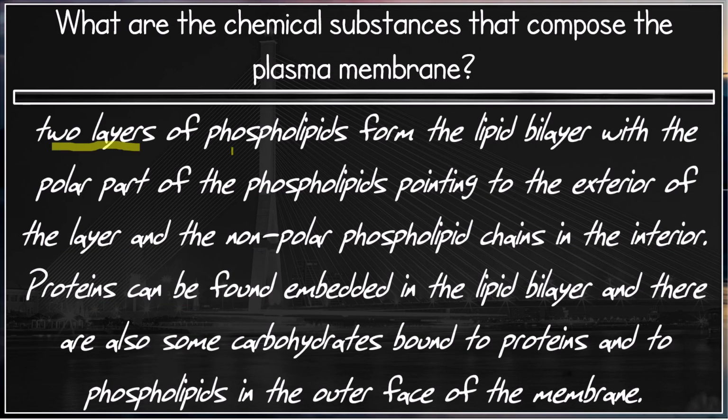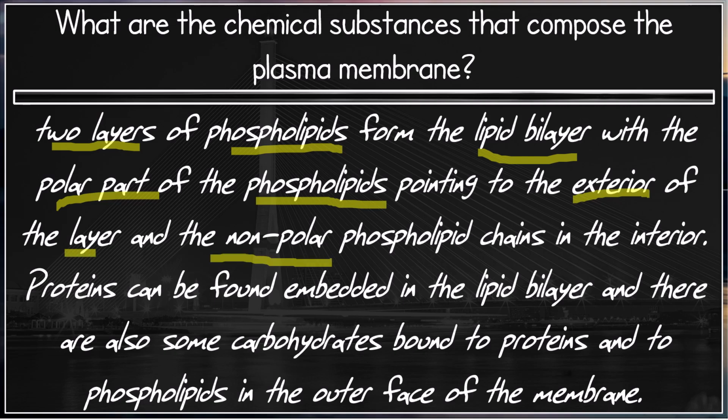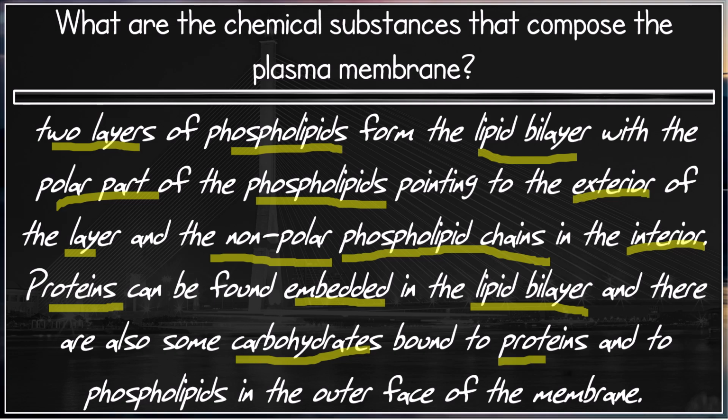Two layers of phospholipids form the lipid bilayer, with the polar part of the phospholipid pointing to the exterior of the layer, and the nonpolar phospholipid chain in the interior. Proteins can be found embedded in the lipid bilayer, and there are also some carbohydrates bound to proteins and to phospholipids in the outer face of the membrane.